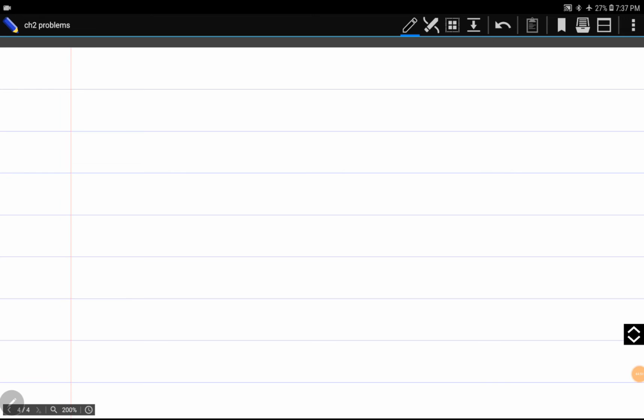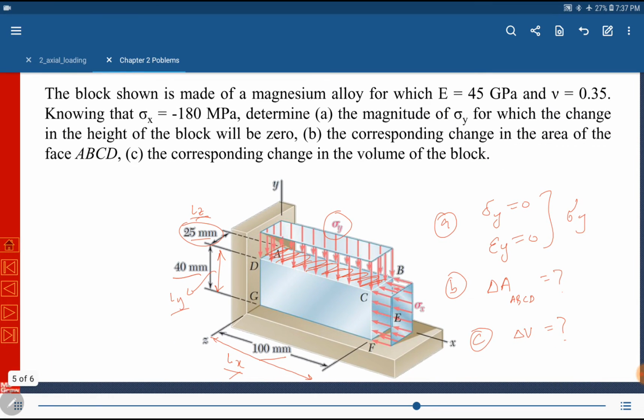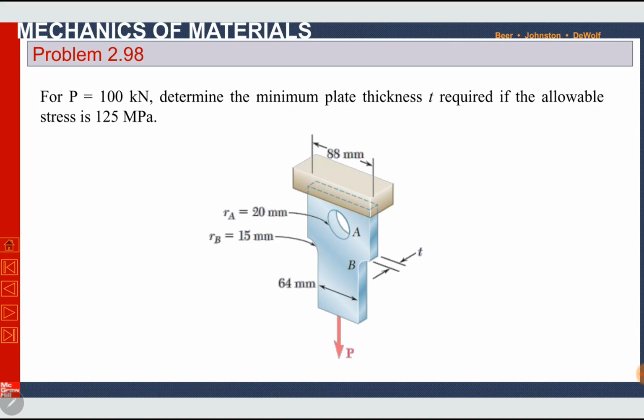The next problem is problem number 298 from the exercise. For P equal to 100 kilonewton, determine the minimum plate thickness t required if the allowable stress is 125 megapascals.